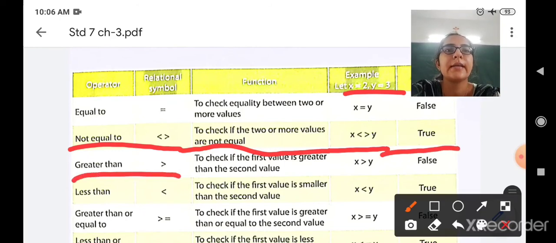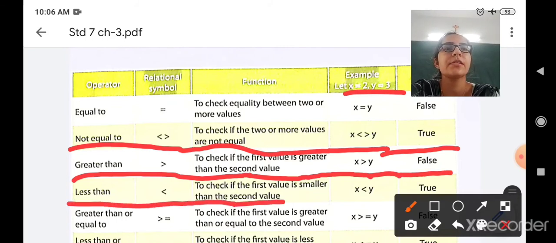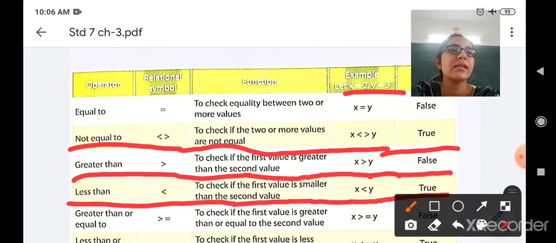Then greater than sign. It will check that the first value is greater than the second value. X greater than y. Value of x is 2, y is 3. So is 2 greater than 3? No, the answer is false. Then less than. To check if the first value is smaller than the second number, x less than y. 2 less than 3? Yes, 2 is less than 3. So the result will be true.